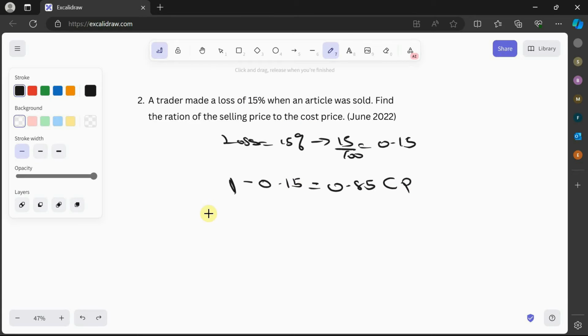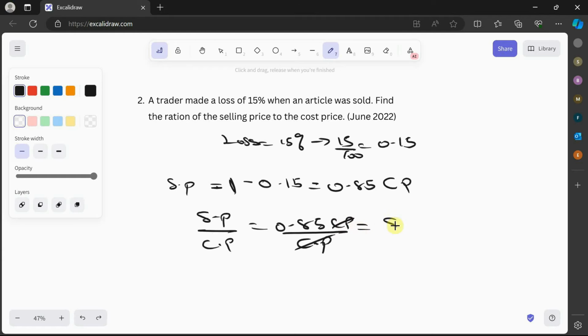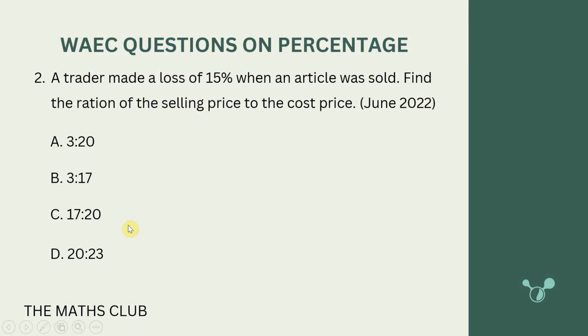So the ratio of the selling price, so this is the selling price actually, the selling price all over the cost price would be 0.85 CP all over CP. If we cancel this out, this is 0.85, which is the same as saying 85 over 100. And if we divide it by 5, this is 20, this is 17. So in terms of ratio, that is 17 ratio 20. Let's see if our answer is correct. Great, that'll be option C.